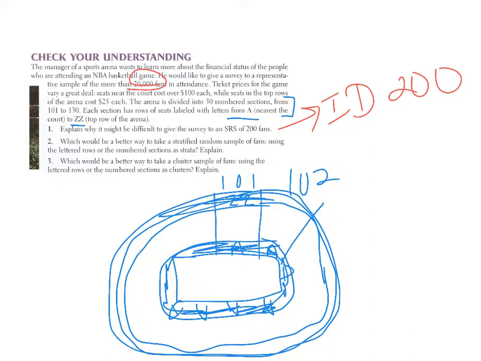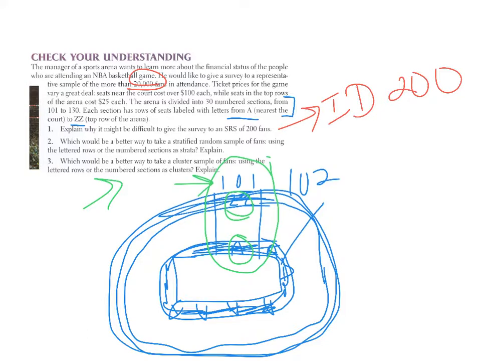The third part asks which would be a better way to take a cluster sample. A cluster sample would be better coming from the numbered sections. For example, 101 would be a better cluster because that cluster is able to reflect the variability in the population. It reflects the people down here that are paying a lot of money for their ticket, as well as the people up top that are not paying as much. So it should be representative of the population as a whole, because it has this variety in it. And then you could just sample everybody in this one section as your sample.